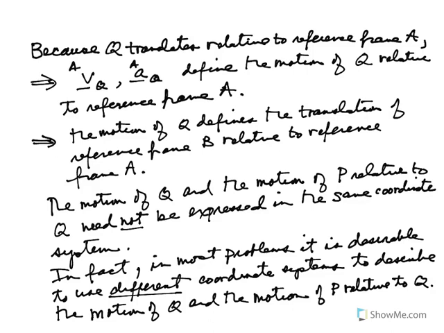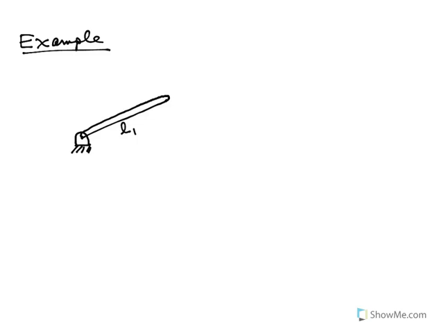So let's go through the examples now and see how we would do this. So here's the first example. Suppose I have an arm hinged at the ground, and the length of this arm is L, let's call it L1 actually. So I'm going to have two arms. And this point here, O, is fixed in G. So O is fixed in frame G, which is the ground.